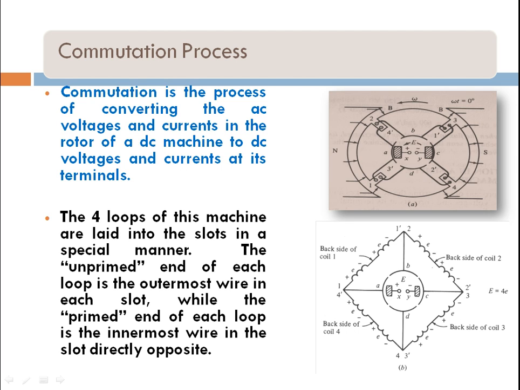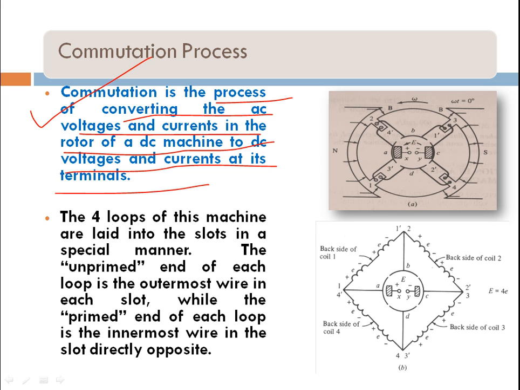So now the commutation process. Commutation is the process of converting the AC voltage and current in the rotor of a DC machine to DC voltage and current at its terminal. Very important. How does the commutator work? At various times they will ask you to give a brief discussion of the commutator. We use a commutator to carry out this commutation process, and what it does is convert the AC voltage and current in the rotor of a DC machine to DC voltage and current. It converts AC to DC.